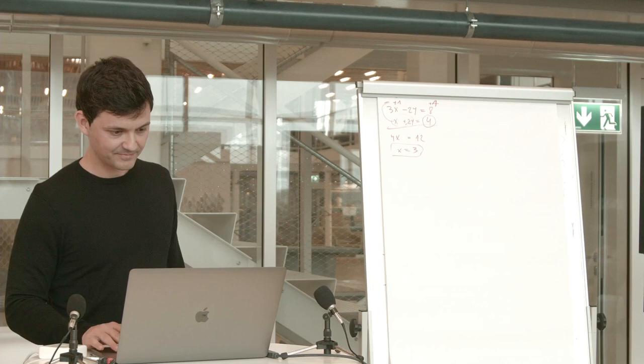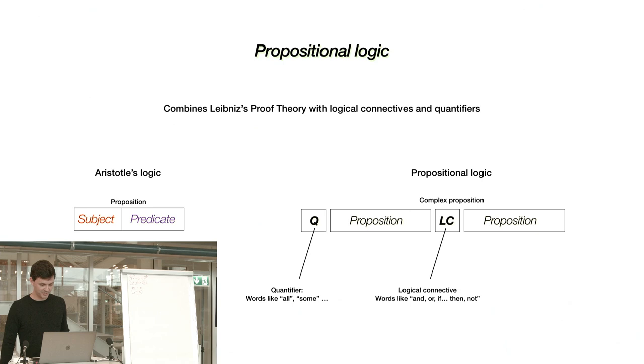Okay, now we have another interesting thing with logic, which happens in the 19th century. People said, okay, we can analyze sentences and then say, this is predicate, this is subject, and whatever. Another important guy was Gottlob Frege.